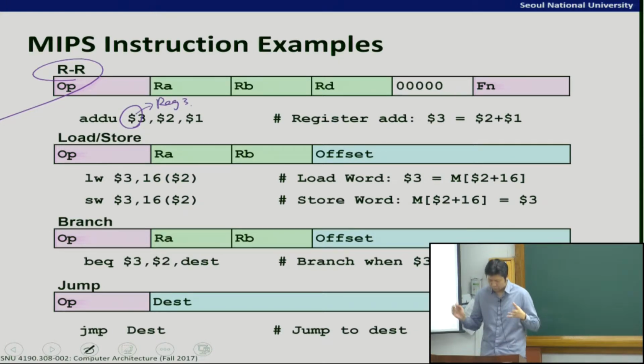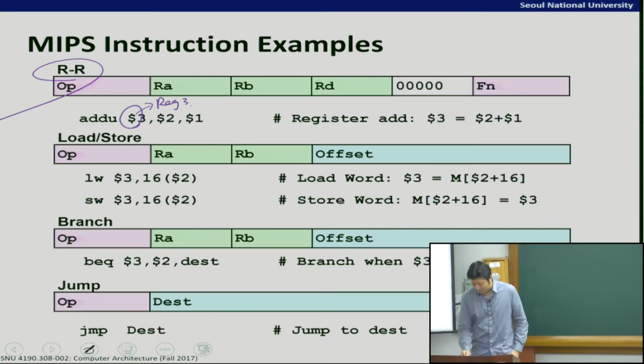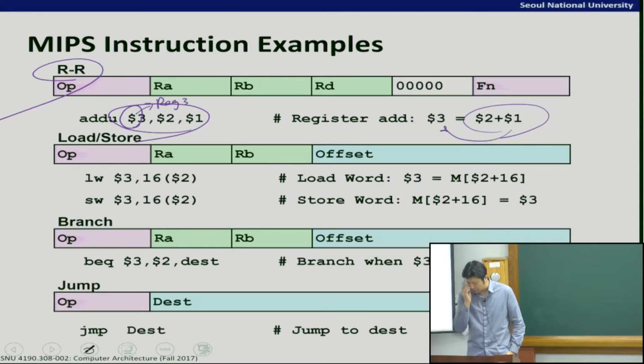Sorry for the confusion in the notation. In this example, this one is register number 3, this is register number 2, and this is register number 1. If you specify 3 registers, then it adds the value of register 2 and register 1 and stores the value to register 3.